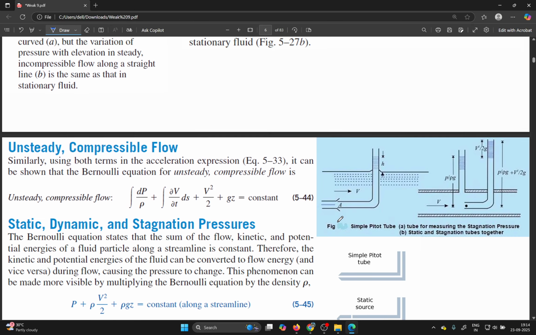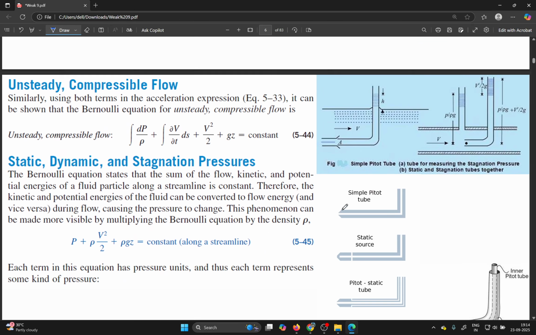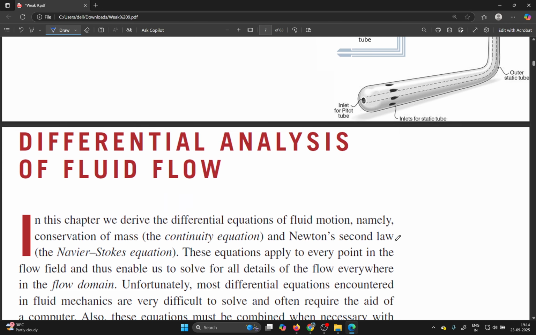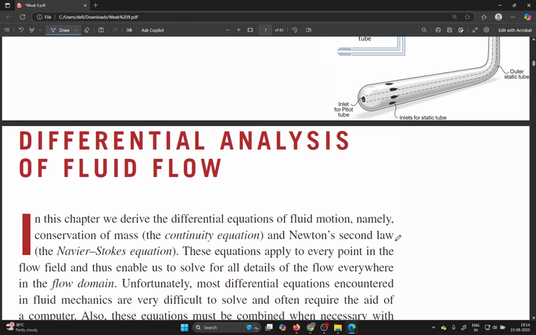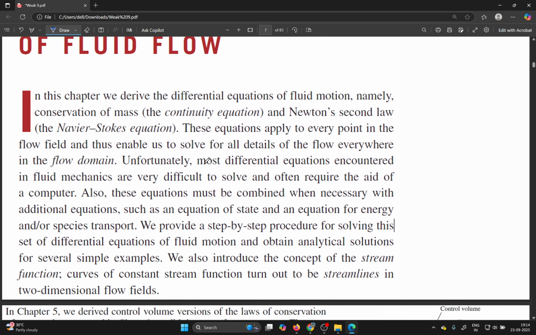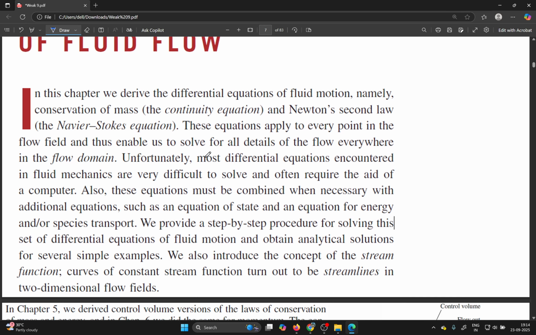Okay. Now let us move on. These are some conceptual understanding about the pitot tube, static pitot tube. So these are things you can go through. If you have any doubt, you can ask, because these are very, very important topics from your fluid mechanics. So now we'll start the differential analysis of fluid mechanics. In this, the Navier-Stokes equation is very, very important for fluid flow. Remember please, Navier-Stokes equation is very, very important for fluid flow and continuity equation.